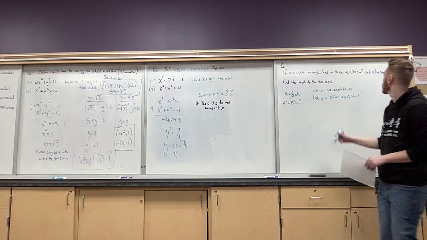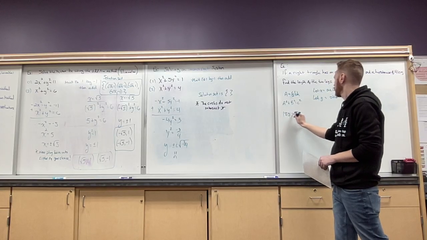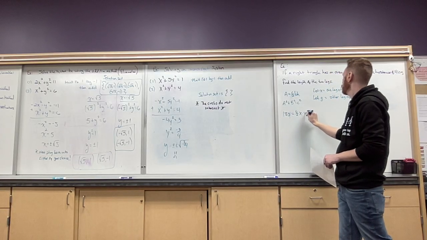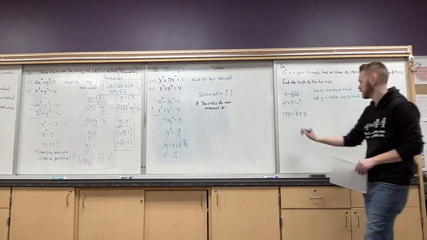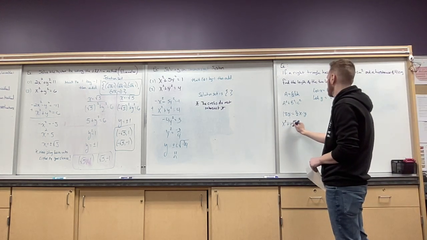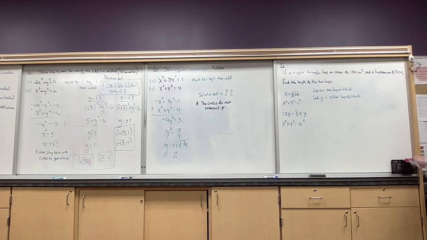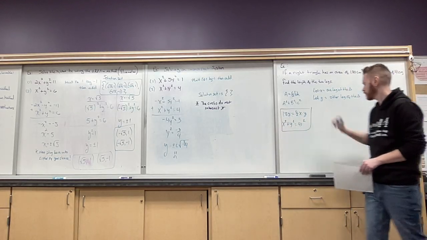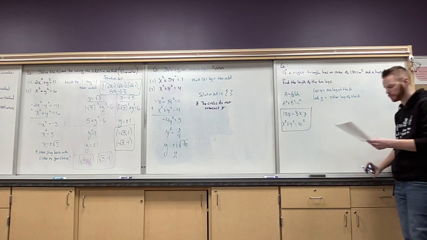Let's start with the area one. So the area is 180. So that's going to be a half x and y. That's our two legs. And then for the Pythagorean theorem one, that's going to be x squared plus y squared equals 41 squared. Let me just box those out. So those are the two equations we're going to use to solve for the lengths. Questions? All right, cool. Let's do it.